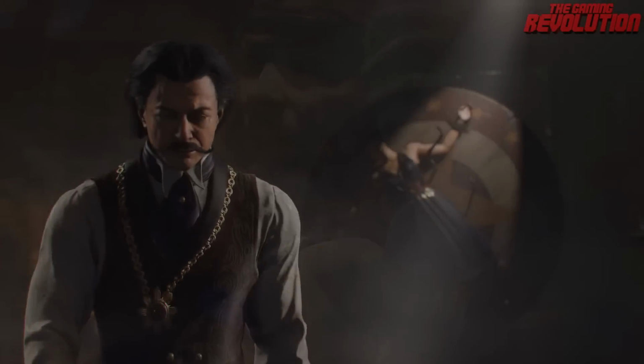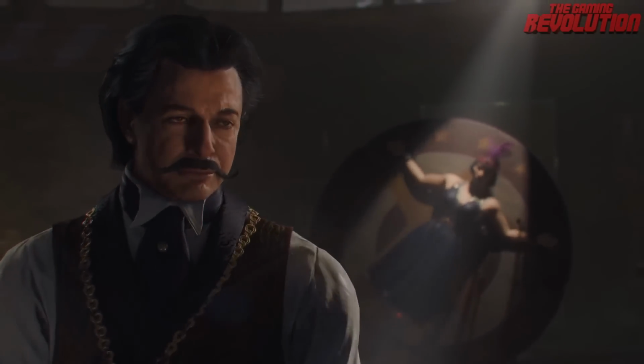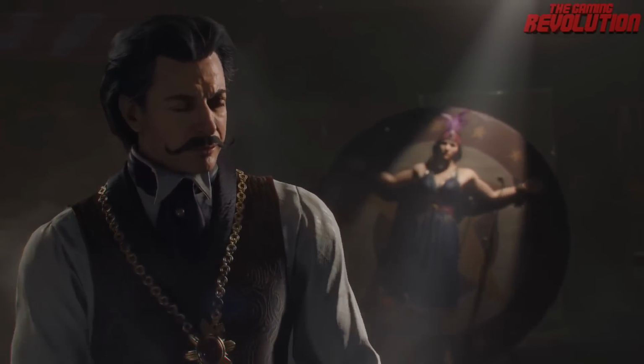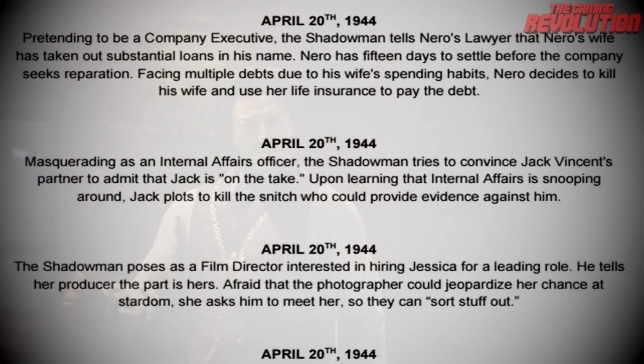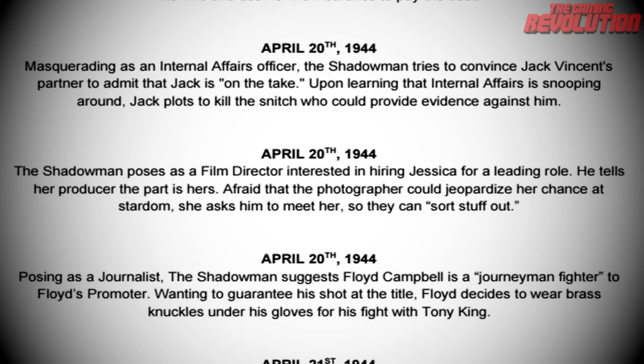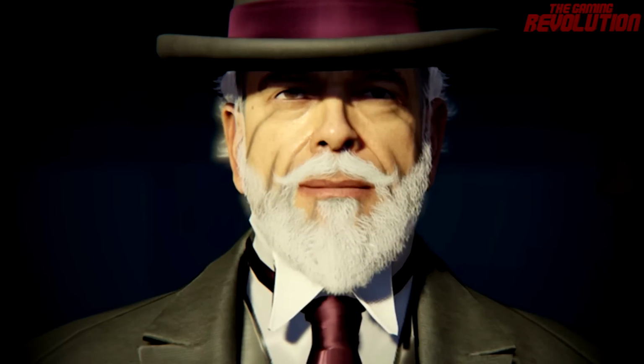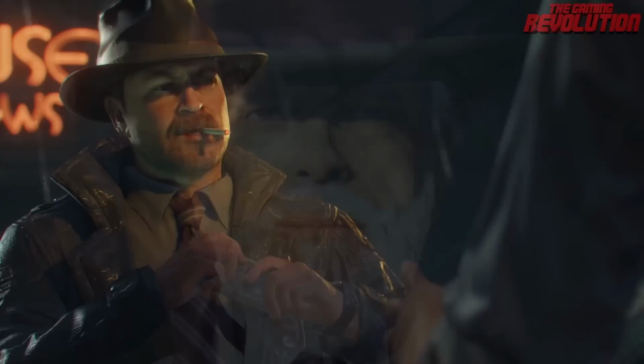Nero has 15 days to settle before the company seeks reparation. Facing multiple debts due to his wife's spending habits, Nero decides to kill his wife and use her life insurance to pay the debt. On April the 20th, 1944, masquerading as an Internal Affairs officer, the Shadow Man tries to convince Jackie Vincent's partner to admit that Jack's in on the take.